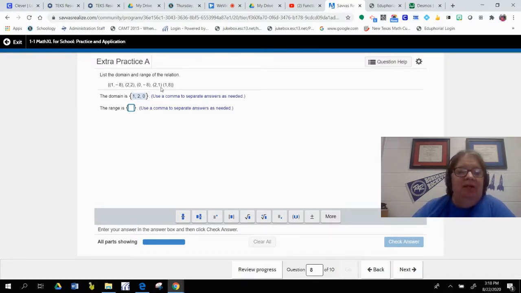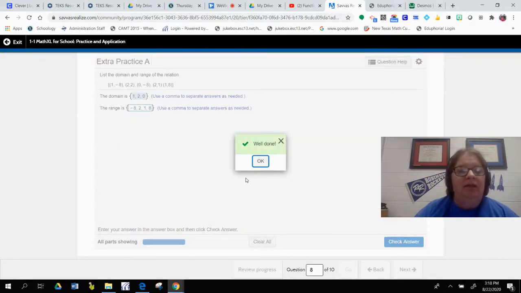Okay. Domain is the x values, range is the y values. If they repeat, do not list them more than once. It will count it wrong. And follow the blue letters, separate with a comma. Okay. Next, you can see down here that we're on number 9 of 10. Find the domain and range of the relation to determine whether it is a function. Okay, notice these answer choices are written in interval notation.